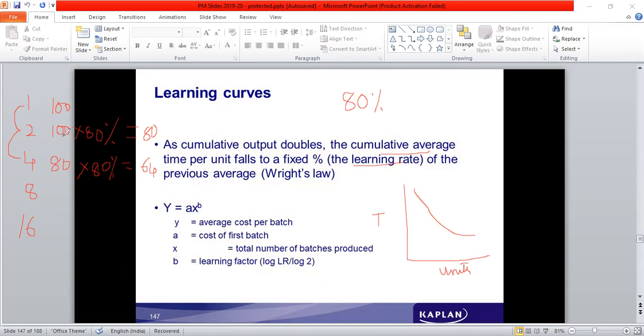So what is the point here? When the time taken is reduced, the cost also will be reduced accordingly. It is not always the same at a particular rate or amount for this many units, because the average time required when 1 unit was made was 100 minutes per unit. When 2 units are cumulatively produced, each unit requires 80 minutes. Then when the quantity is cumulated to 4, each unit requires 64 minutes. So it goes on like that.